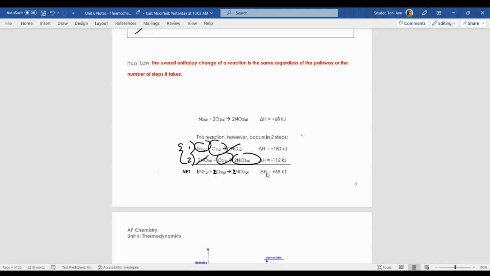The sum of those enthalpies is going to give me the enthalpy of this reaction. So 180 plus negative 112 will give me positive 68. So the enthalpy of that reaction is the sum of its individual reactions, regardless of how many steps it takes. The delta H is the same regardless, 68. You could try to find delta H's for a reaction like this that's going to be 10 steps long. Your delta H should still be 68, regardless of the pathway that it takes.